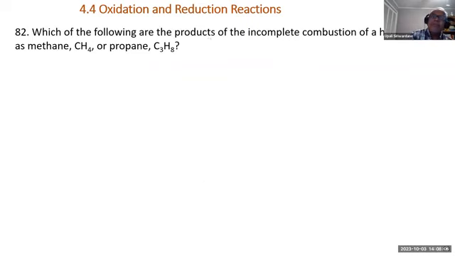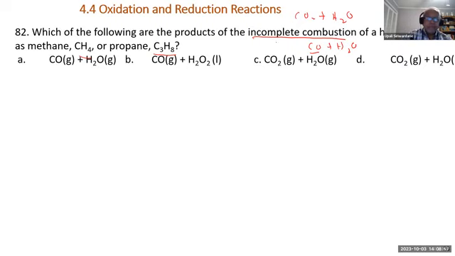A few more problems. Which of the following are the products of incomplete combustion of hydrocarbon, methane, or propane? Complete combustion produces carbon dioxide plus water. Incomplete means carbon monoxide is produced before everything is converted. If you first burn carbon, it produces carbon monoxide. Then with more oxygen, it will completely burn the carbon monoxide. Like if you run a car in a closed garage, it produces carbon monoxide because oxygen is depleted. So the incomplete combustion products are this. This is not water. Therefore, this is complete combustion. Therefore, this is the correct answer. A is the correct answer.